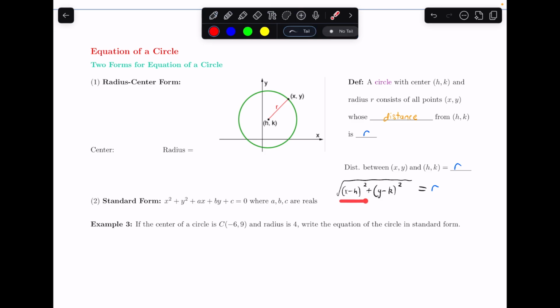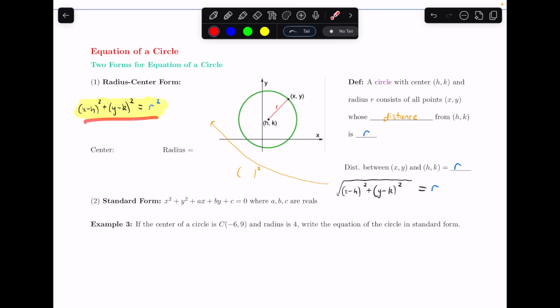So that gives me this distance equals r. Now to simplify this equation, I can get rid of the square root if I square both sides. If I do that, it'll get rid of the square root on the left, and I will get parentheses x minus h squared plus parentheses y minus k squared equals, on the right, r squared. Hopefully that looks somewhat familiar, because you've probably seen this in algebra class before. This is the equation of a circle in what's called radius center form.